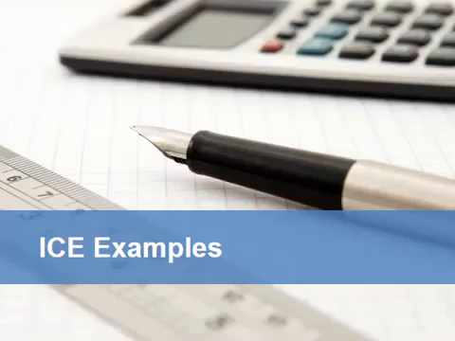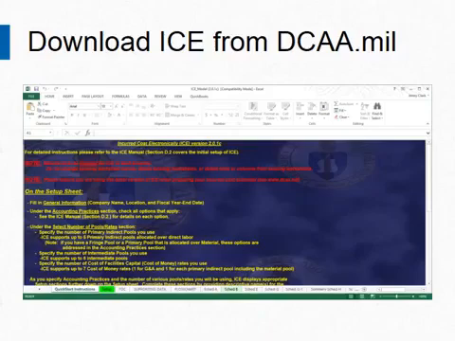So let's give some examples of the ICE electronically. So first off, I mentioned you can go download it off DCAA.mil. They also have a demo copy of the ICE, and some people find that useful. You could try to print this out, but you have to set all the ranges. It takes some time.